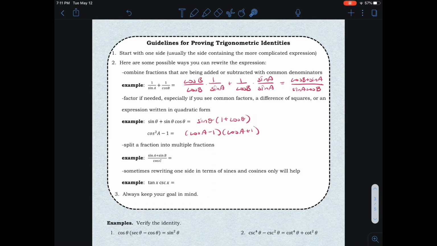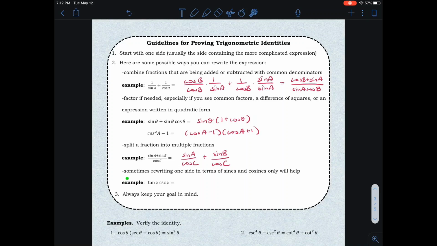The next possible option is you might want to split a fraction into multiple fractions. In other words, if you look at this example here, you have sine of a plus sine of b all over cosine of c. And because they're all over a single denominator, what I can do here is write this as sine of a over cosine of c plus sine of b over cosine of c. That's one way I can rewrite this fraction.